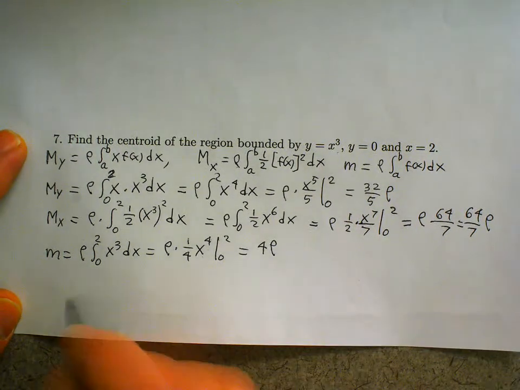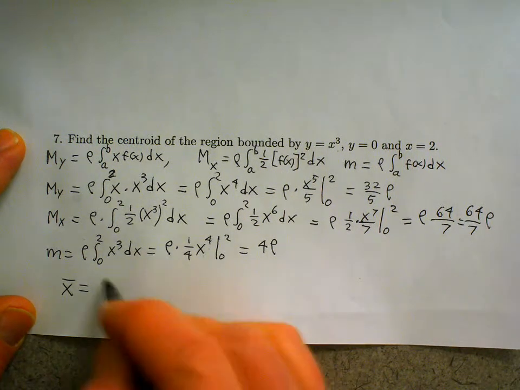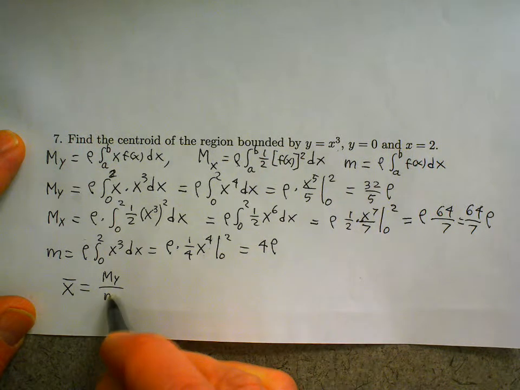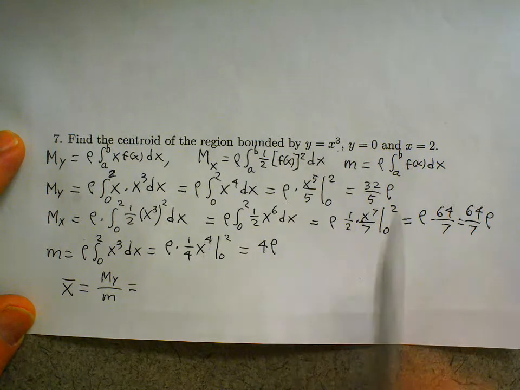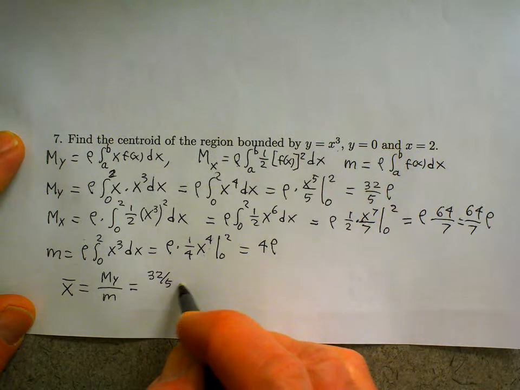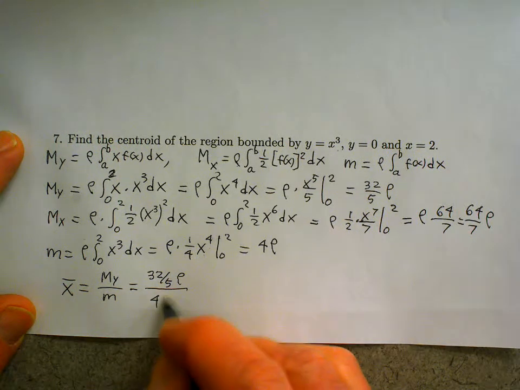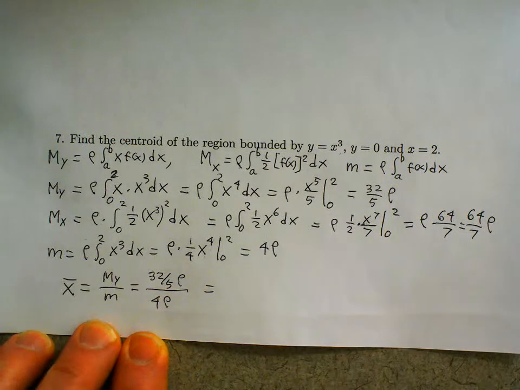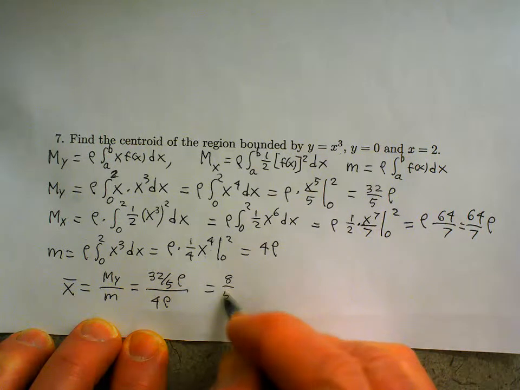The x coordinate of the centroid, x bar, by definition, is m sub y divided by m. So m sub y is 32 fifths times rho, and then we're dividing by the mass 4 times rho. The rho's cancel, and 32 fifths divided by 4 is 8 fifths, or 1.6.